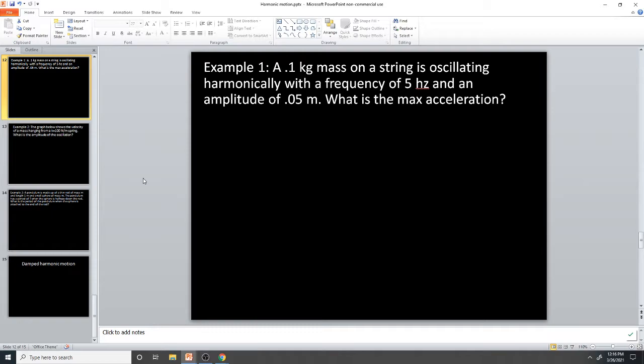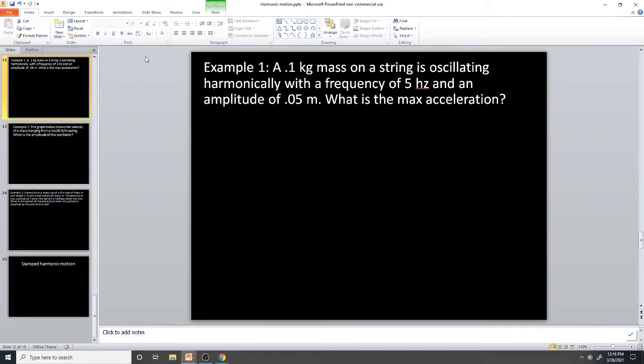So we've got three examples to do here on pendulums, springs, and harmonic motion. The first one: a 0.1 kilogram mass on a string is oscillating harmonically with a frequency of 5 hertz and an amplitude of 0.05 meters. What is the max acceleration?